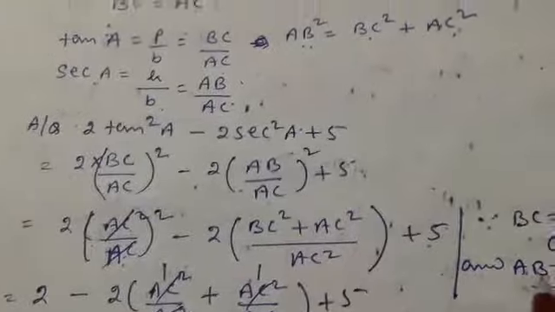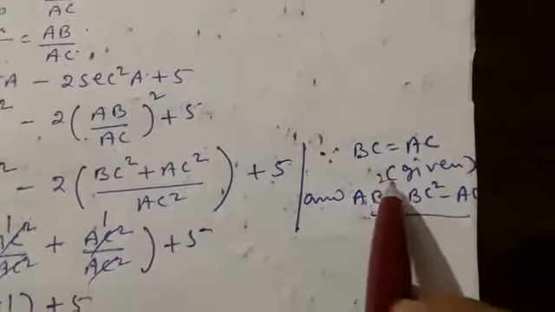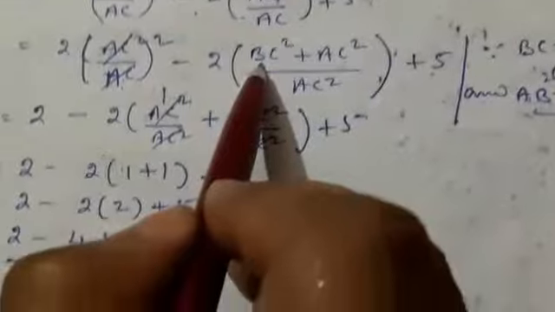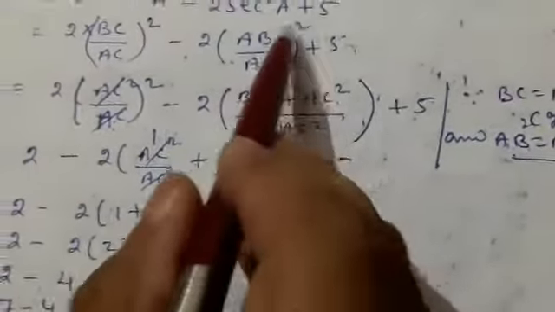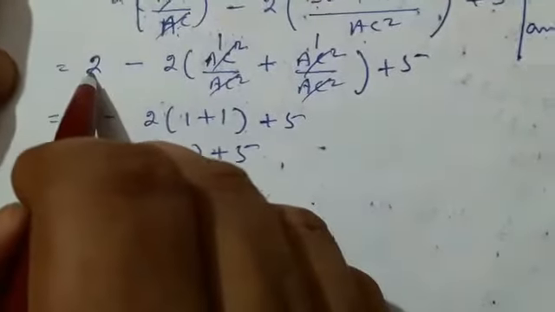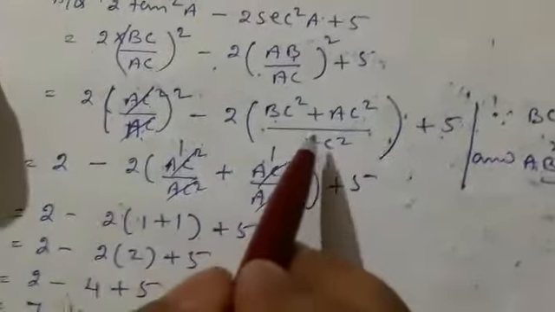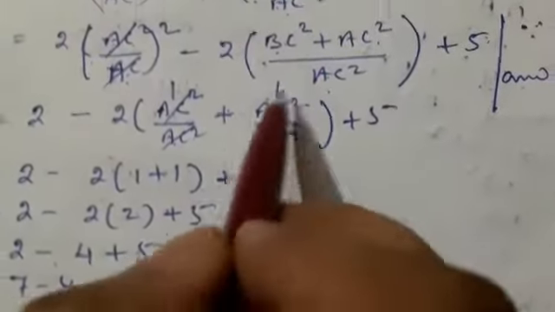In place of AB we can write AB whole square is equal to BC square plus AC square. So in place of AB square we will write BC square plus AC square upon AC square, because it is whole square, plus 5. So this AC will cancel out. 2 minus 2, and this side BC square upon AC square plus AC square upon AC square. AC will cancel out. Now we will write down plus 5.